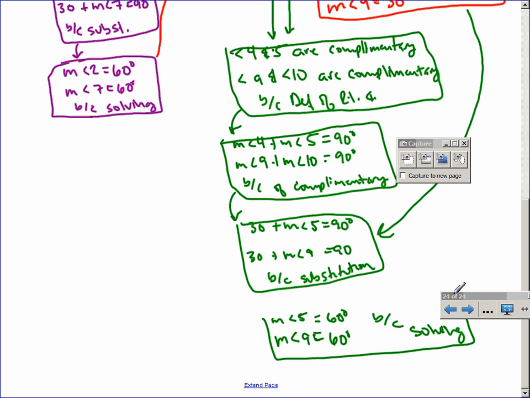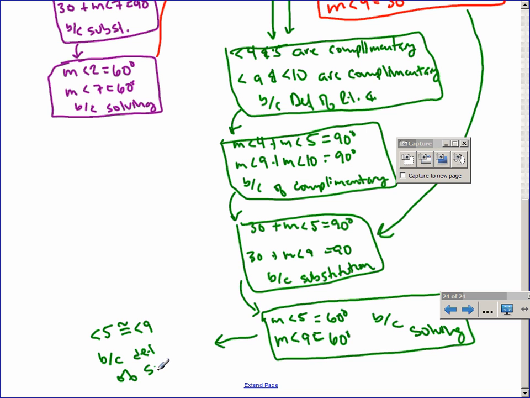Now we're not done because I had to prove they're congruent, but you know what? If the measurements are the same, by definition, they are congruent. So I can just claim angle 5 is congruent to angle 9, because of the definition of congruency. And that is the end of that monster proof. I'm going to put a little square there. That's how we're going to note the end.